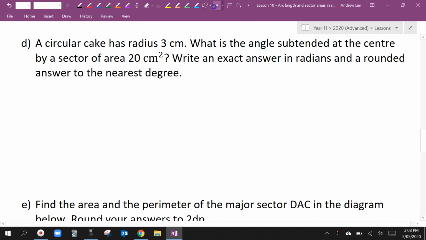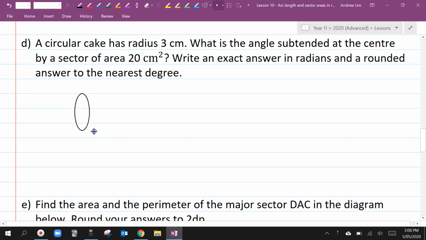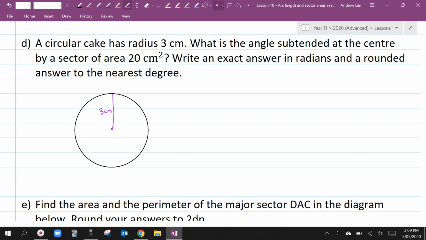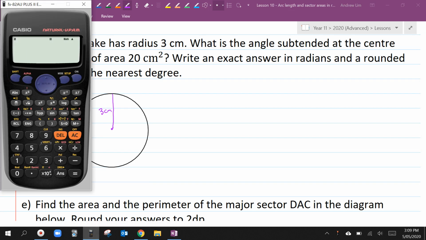Okay, so let's draw a circle. We know it has a radius of 3, and the area of the sector is 20 square centimeters. Now, I don't know where I need to draw this other radius, but what I do know is that the area of a circle is pi r squared. So if I do pi times 3 squared, what do I get? 28 square centimeters.